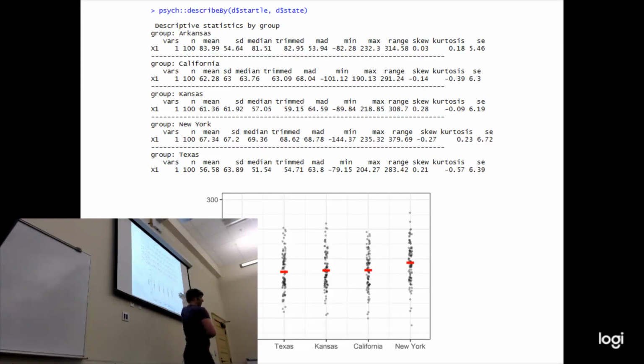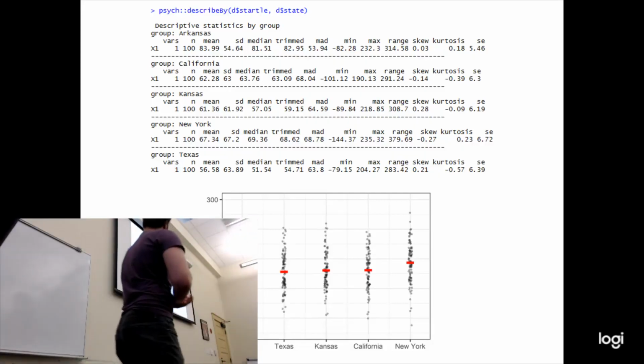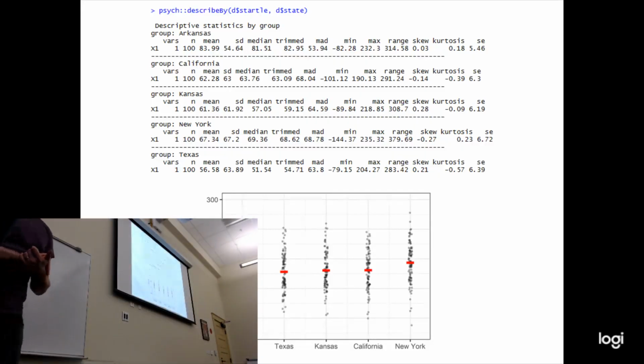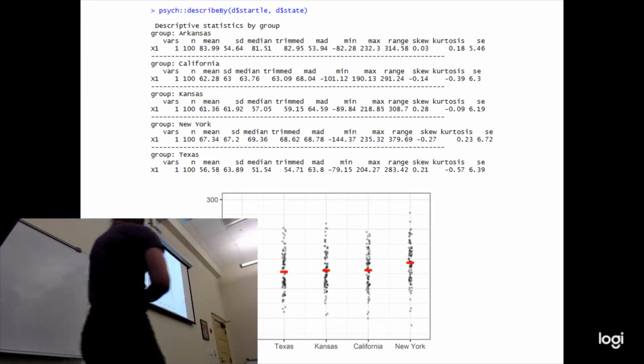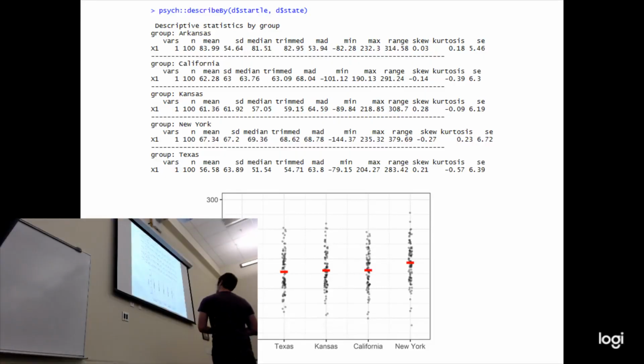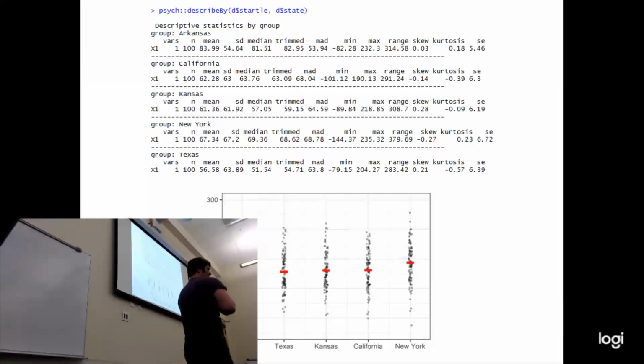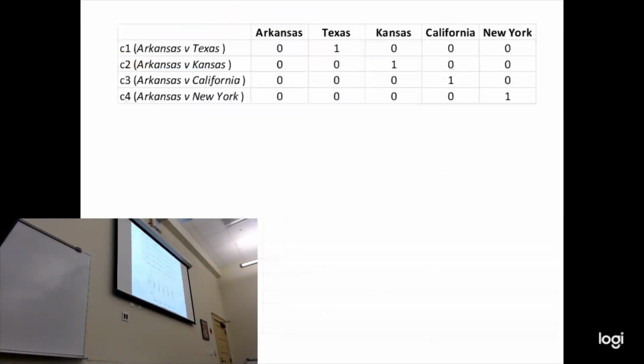In particular, it looks like New York might be a bit higher than the others. On the graph it is, but on the descriptives, it's not. I did modify these data. I think this was an old graph. I'll replace it. Sorry about that. I believe the labeling is just off and it should be Arkansas. It's just that the order got switched around. Anyway, basic idea, there does seem to be some variation across the different states.